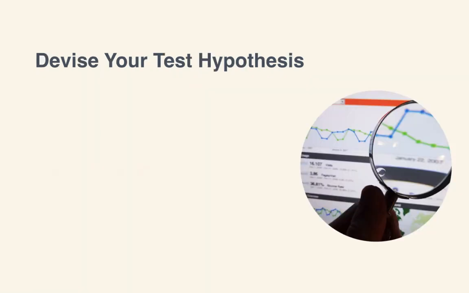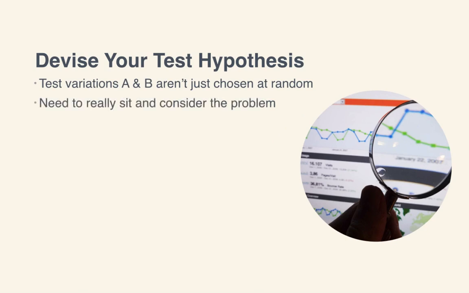So you need to devise your test hypothesis to work out what you're going to do. These variations, they're not just chosen at random. You're going to have to really sit down and consider the problem and what you're going to test. Now you could do this by doing a bit of user testing, getting people to actually sit down and talk through their experience with the site. Get them to go through achieving goals, going through particular funnels, steps in your site, just to understand how they're doing things and what people's understanding is.